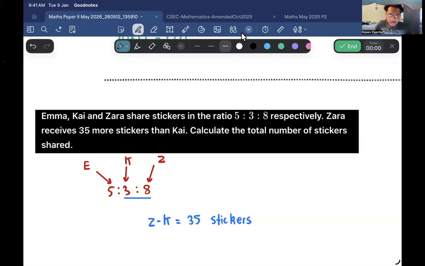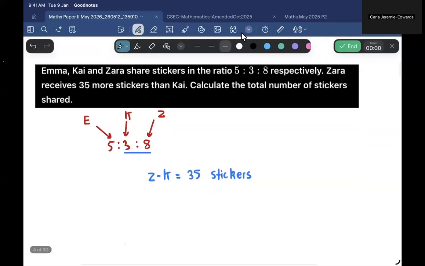So let me think about it logically, right, Carla? The difference between Zara and Kai, we said, is how many stickers? 35. Good. So we look at the number of stickers, and we need to look at the number of shares. That's what we need to look at. We know the difference in stickers, but what's the difference in shares? Tell me, what's the difference in shares between Zara and Kai?